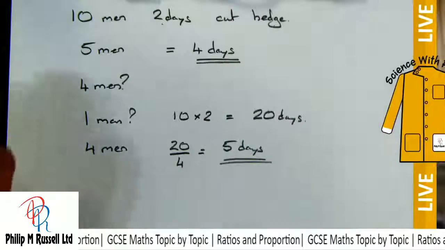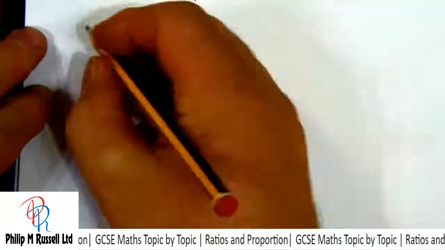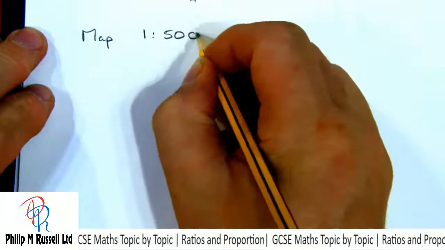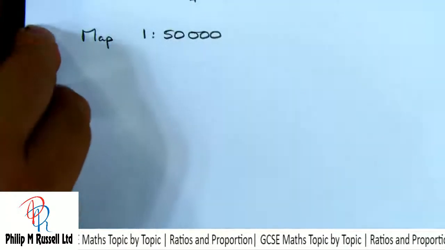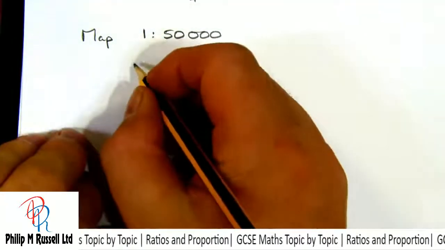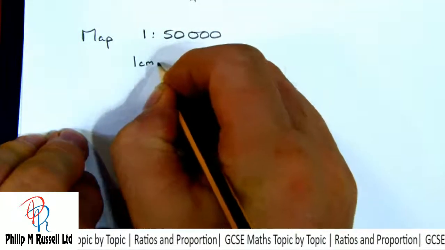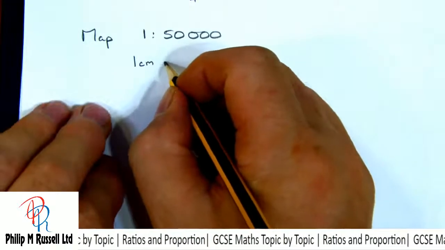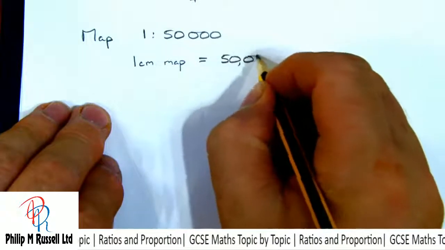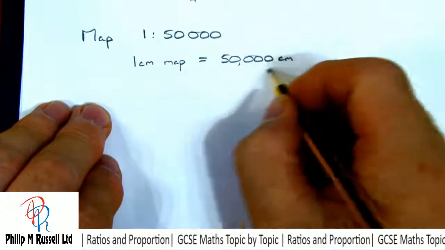One of the ones you get are maps and scales, because you're given some horrible numbers to work with. Like a map here might be set at 1 to 50,000. Now, what does that mean? It means simply, perhaps, for example, that 1 centimetre on the map would be equivalent to 50,000 centimetres on the ground.